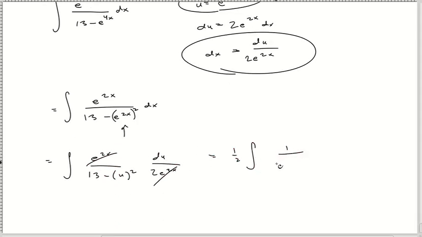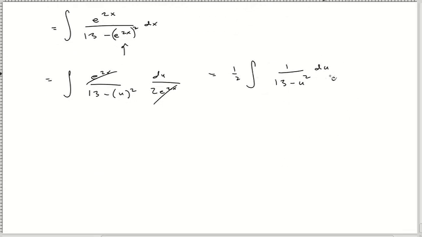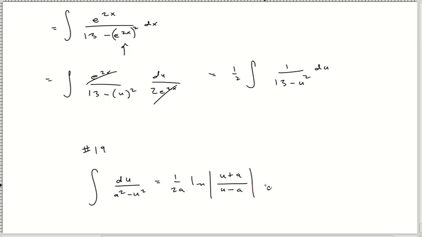Integral of 1 over 13 minus u squared. I'm feeling that arc tangent. That's not an arc tangent, it's something else. But I just have that feeling all the time, don't I? So there's this format, this style, and I'm looking around my integration tables, and it's number 19, which is du over a squared minus u squared, is equal to 1 over 2a ln of the absolute value of u plus a divided by u minus a, and then plus c.